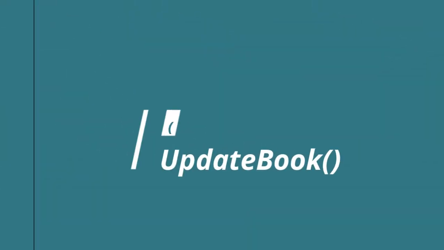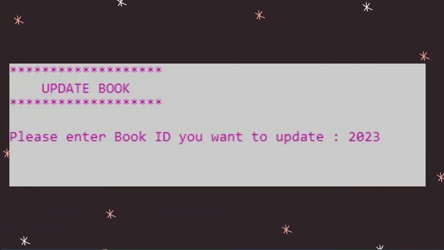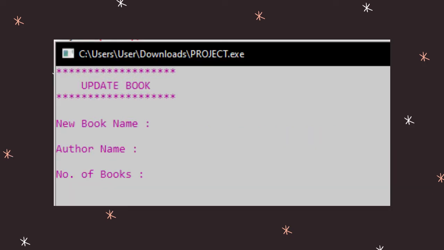If the option is equal to 3, you will continue to the update book function. To update the book list, the user enters the book ID that they want to update. If the user enters the correct book ID, the user can simply fill in the new book name, book author, and the number of book copies.